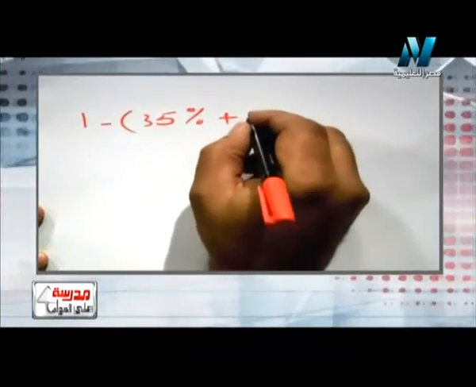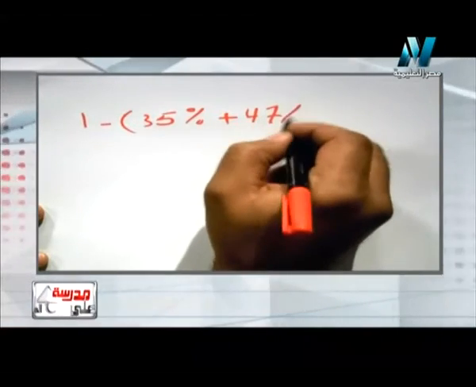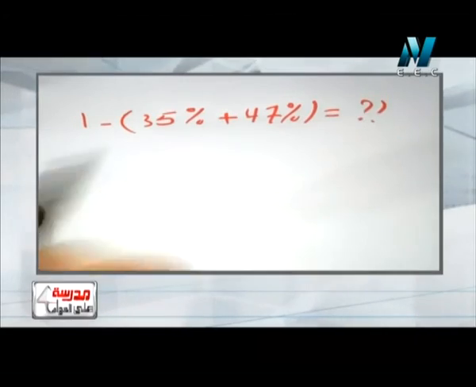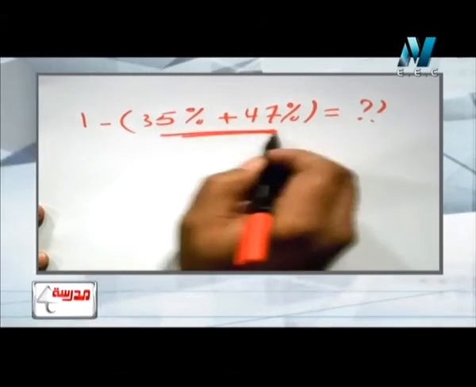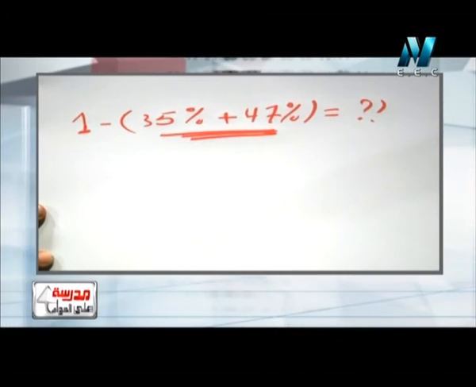Another exercise says: 1 minus bracket 35% plus 47% percent, close the bracket, equals what? The same idea as we explained before. We have percentages and 1.